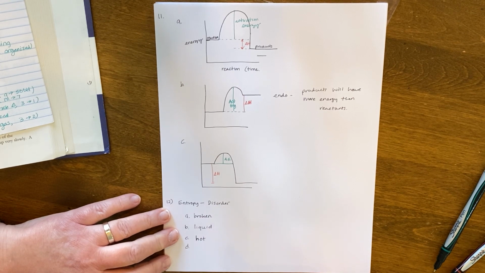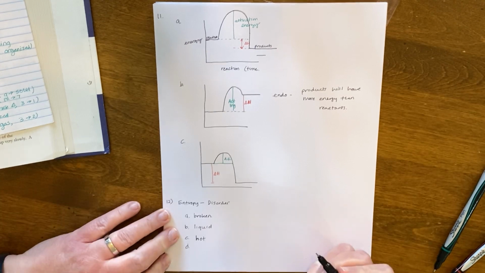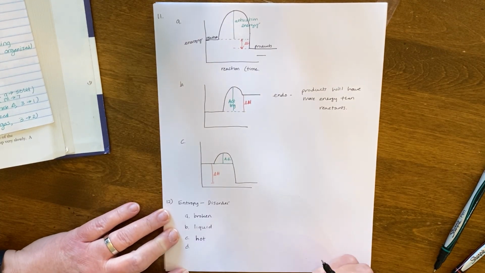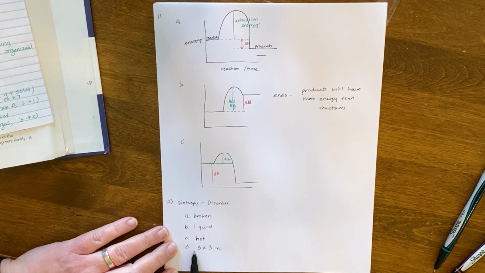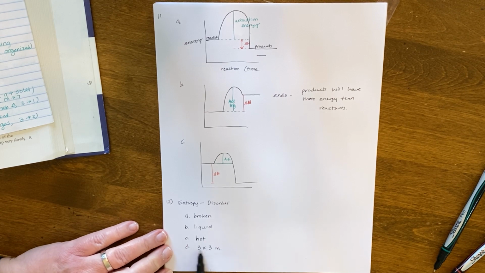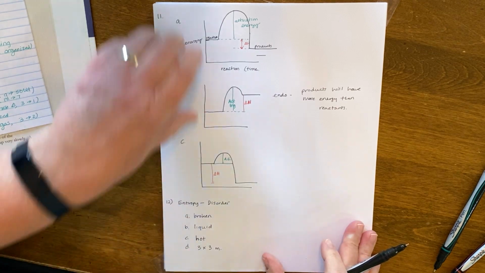And then letter D, a bunch of confetti scattered evenly on the floor of a 3 by 3 meter room, or the same amount of confetti scattered evenly on the floor of a 2 by 2 meter room. So this gets to distribution. And the more distributed things are, the more disordered they are. It would take more time for you to pick up the confetti in a 3 by 3 room than it would be for you to pick up and make orderly the confetti in the 2 by 2 room. So in this case, there's more entropy in the 3 by 3 room.